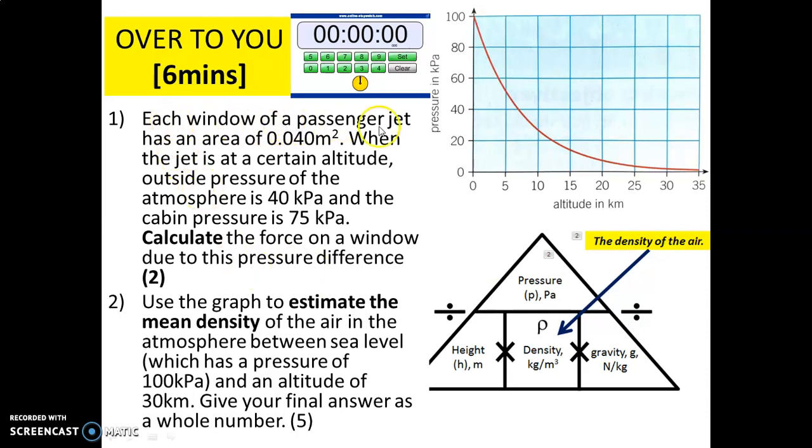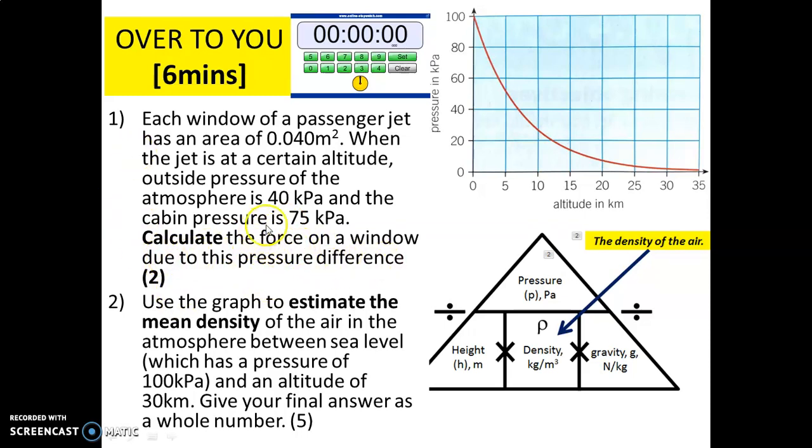Each window of a passenger jet has an area of 0.04 meters squared. When the jet is at a certain altitude, outside pressure, that is the pressure of the air outside the plane, outside pressure of the atmosphere is 40 kilopascals, and the cabin pressure, that's the pressure within the cabins of the aircraft, is 75 kilopascals. The pressure is slightly higher. Calculate the force on a window due to this pressure difference.